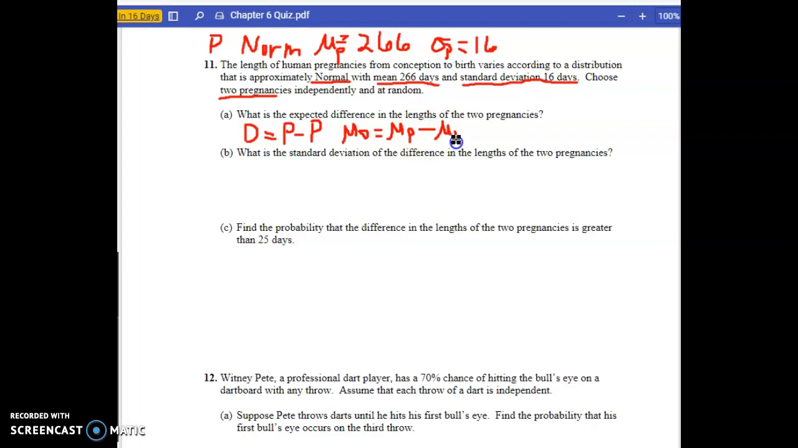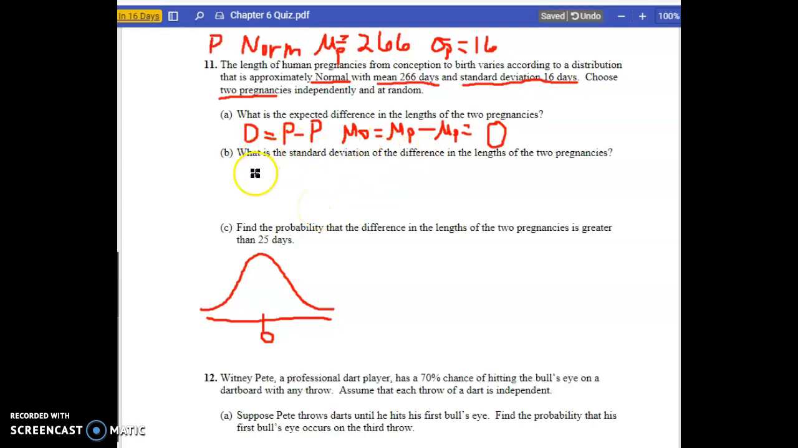And I think a few of you kind of freaked out because 266 minus 266 gives you a difference of 0. So the expected difference in length is 0, and that's okay. That means this new distribution D has a mean of 0. So eventually down here in C, I'm a little ahead of myself, my distribution for the difference, the center, is going to be 0. That's okay. Standard normal also has a center of 0. However, this part B, the standard deviation, is not going to be standard.